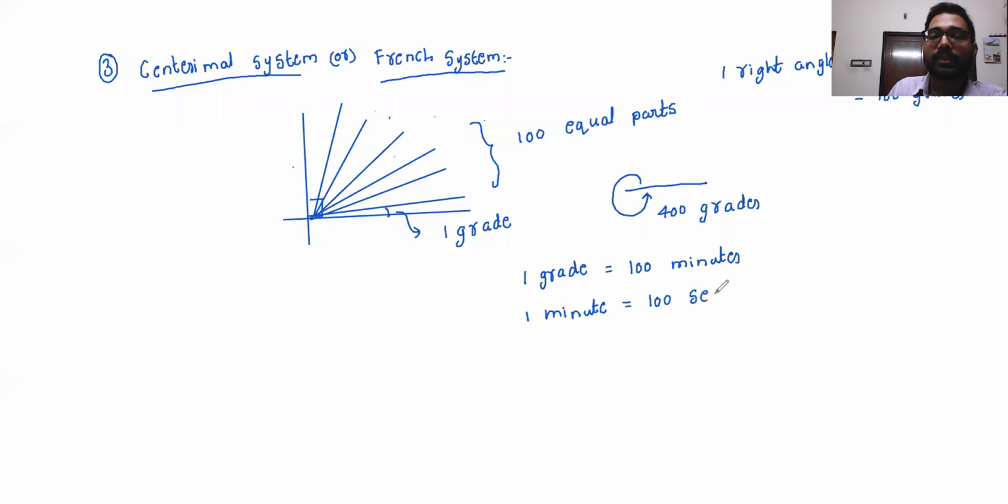These minutes and the minutes in the British, sexagesimal system are different. Here minutes refer to French minutes, and seconds refer to French seconds. We don't require this, but you should know this system also exists. One complete rotation is 400 grades, one grade is 100 minutes, and 1 minute is 100 seconds. That's why it is called centesimal, because they have taken 100 as the basis. That's it. Now let us move on to the most important part.